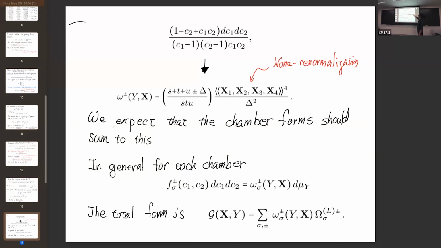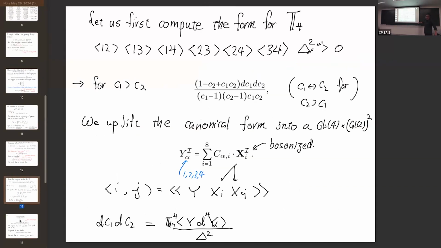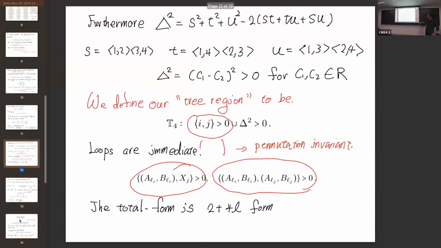So we have S, T, U. Sorry, I should mention S, T, U is not your Mandelstam STU. It is just x12, x34, x14, x23, and x13, x34. These are not null. The points are not null separated. So these are not actually 0 at the moment.